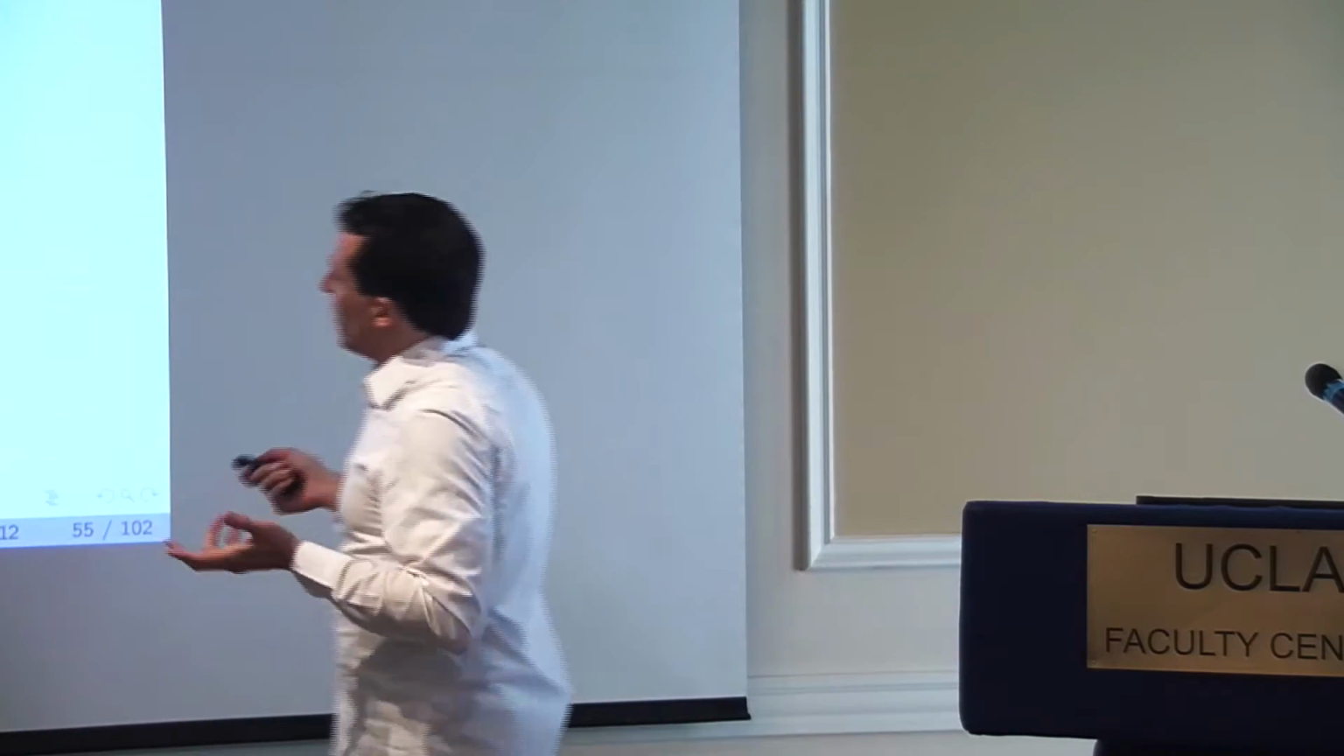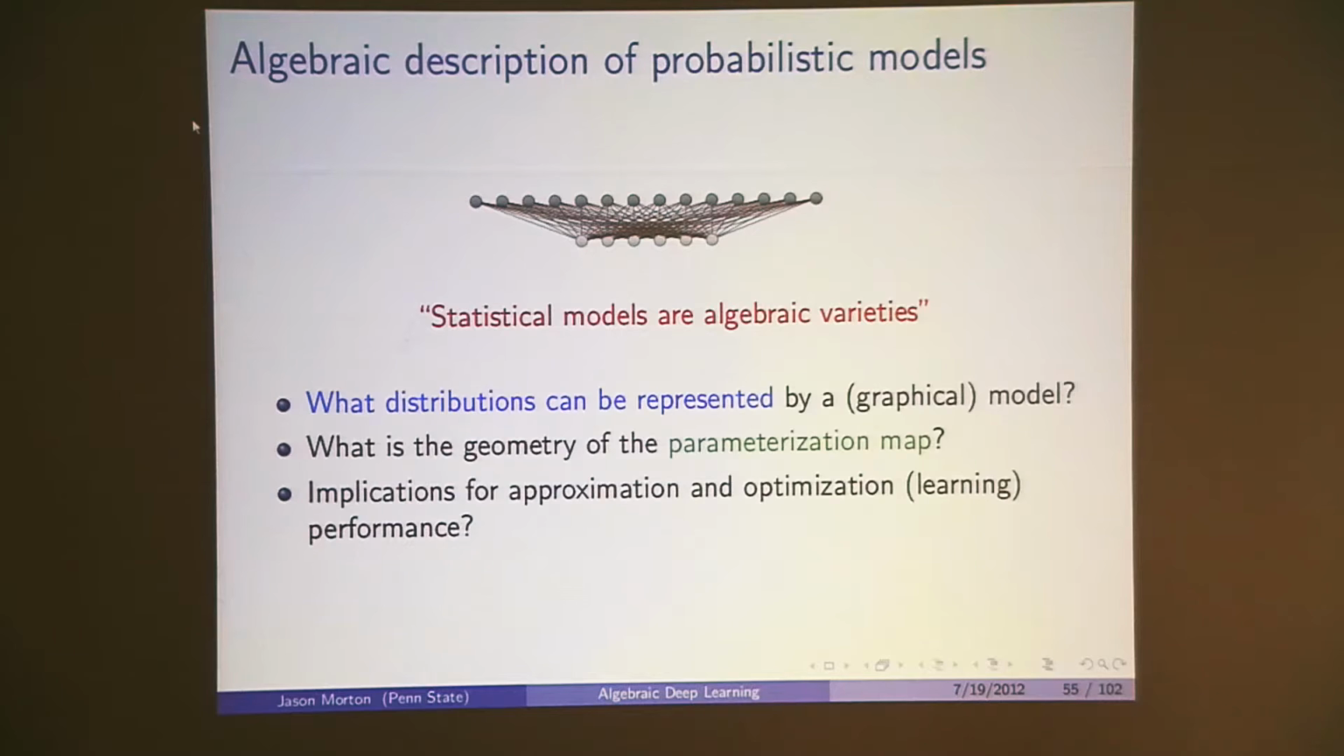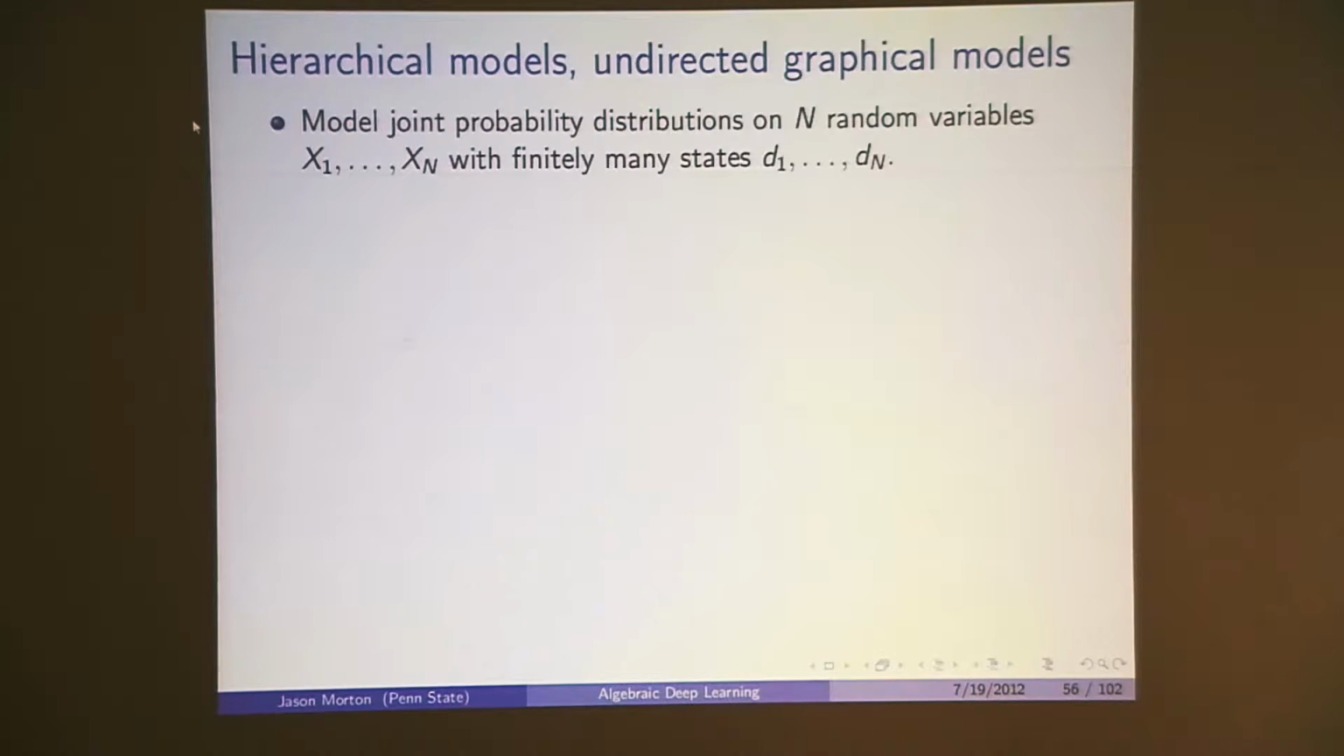So this is the philosophy of algebraic statistics. We want to think about our models as algebraic varieties. What distributions can be represented by the model? What is the geometry of the parameterization map? And what are the implications?